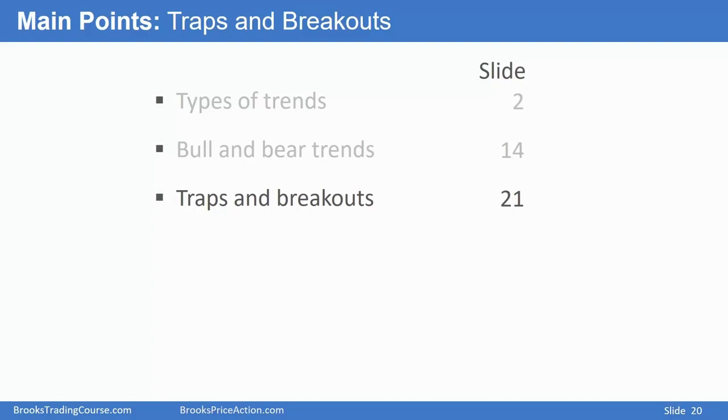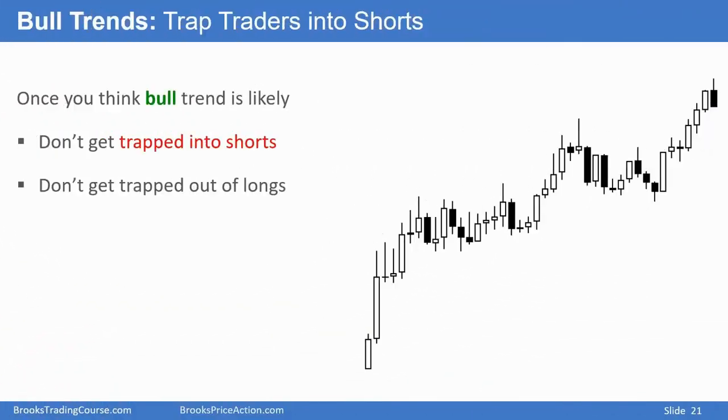I want to talk a little bit about getting trapped into bad trades, and getting trapped out of good trades. Talk a little bit about breakouts as well. At some point, you look at this and you say, it's a bull trend, right? So if it's a bull trend, don't sell. Don't be selling highs. Don't be selling reversals down, especially in a trend like this where the pullbacks are so small. So it's really easy to get trapped into shorts. You sell and immediately it reverses up, trapping you into a loss.